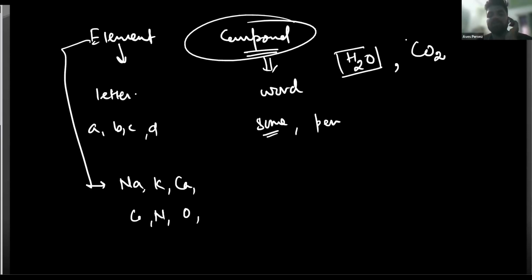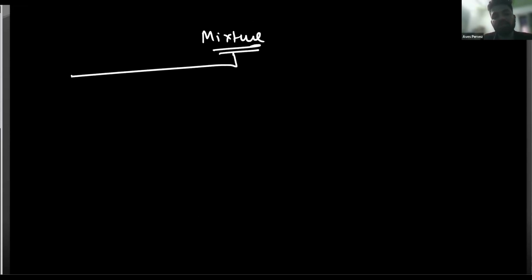Now the chapter going on is Matter Around Us Pure. So let's discuss this chapter in detail. Today we're going to discuss what mixtures are. Mixtures are impure substances. Why am I saying this is an impure substance?